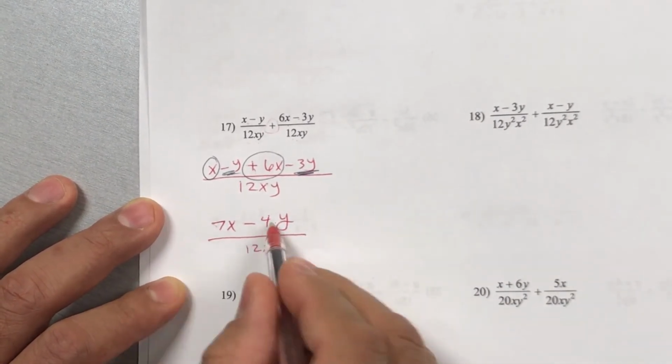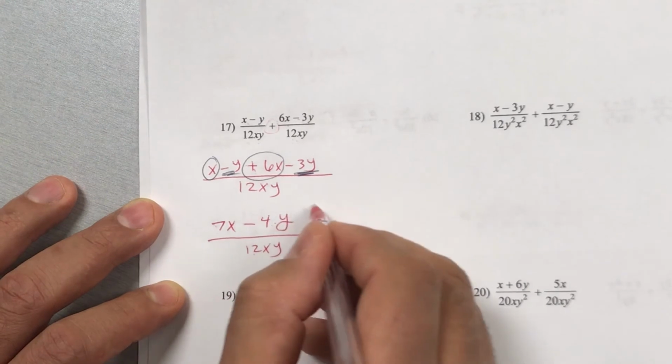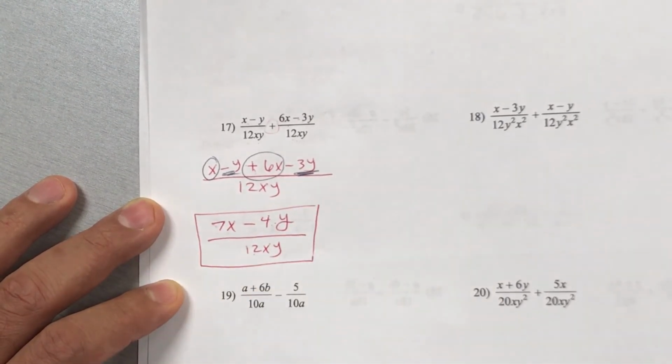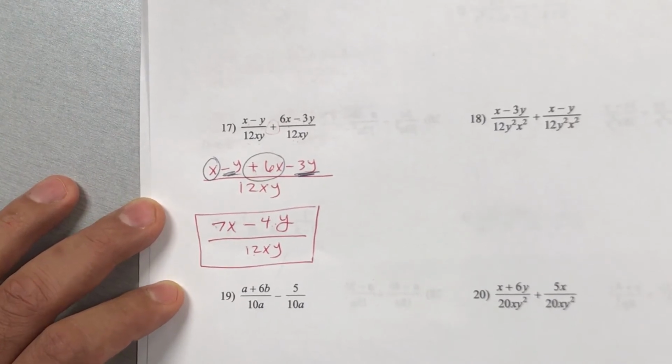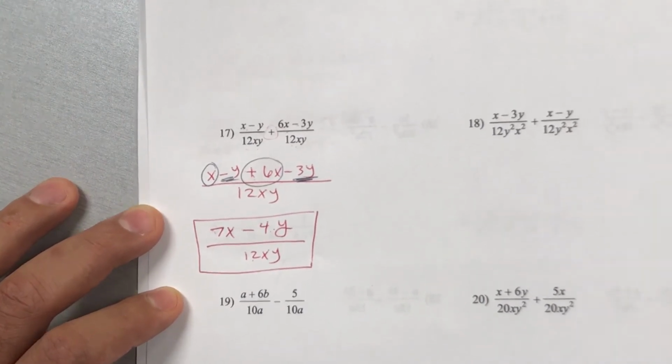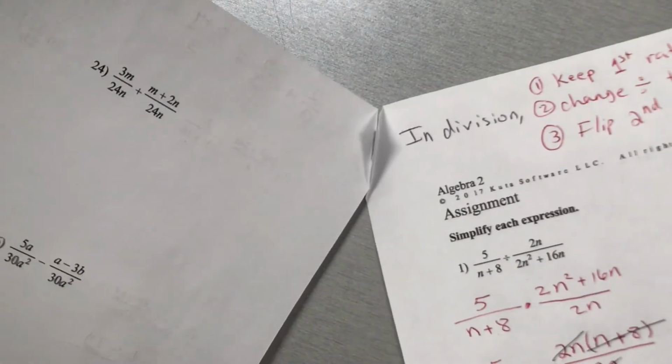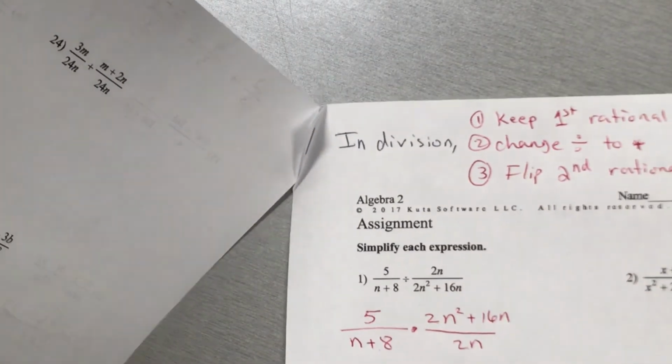Anything else here? There's no GCF. We can't simplify it more. That is it. This is the simplest form. We can't do anything after that. So this is the second lesson. The first lesson we did today is division and how to divide. You keep, change, flip. And the second part for today's lesson is addition.